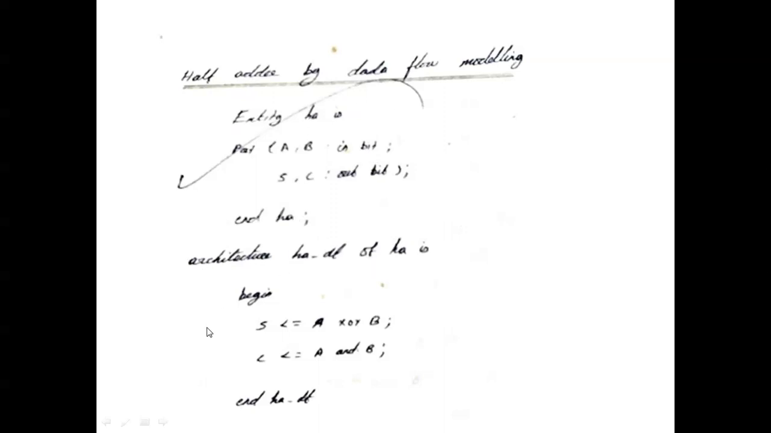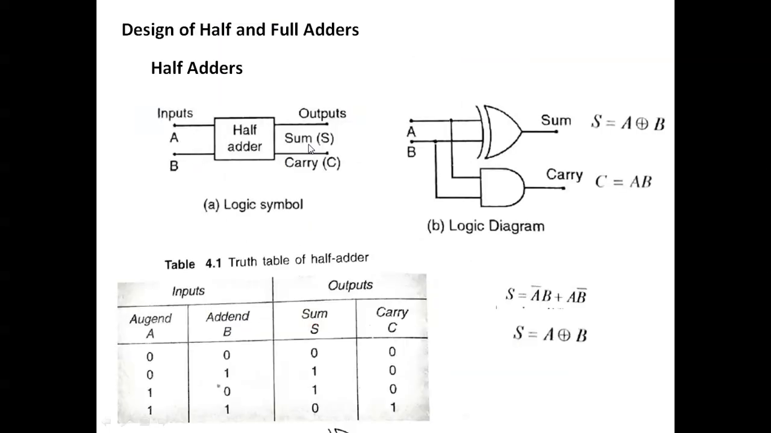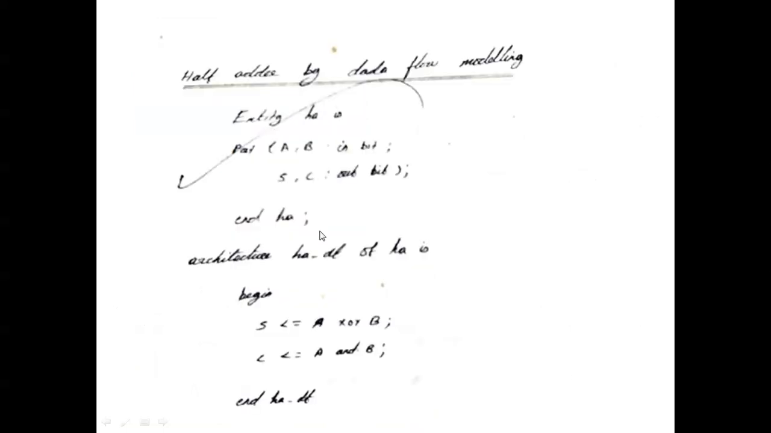Then architecture is the body of the program. HA_dataflow is the name of the body of the program, of entity half adder, and then begin. So S, what is S? It is output. The inputs of the half adder are A and B, and the outputs are sum and carry. For sum and carry, you just write S and C. S is sum, so what's the value? A XOR B, and C is A AND B. End half adder. This is a basic data flow program for half adder.